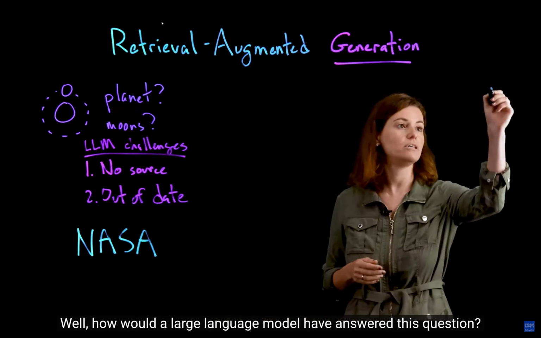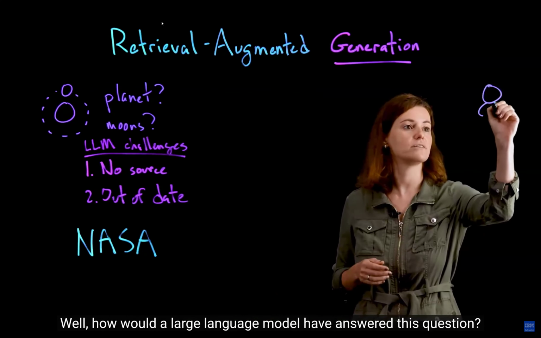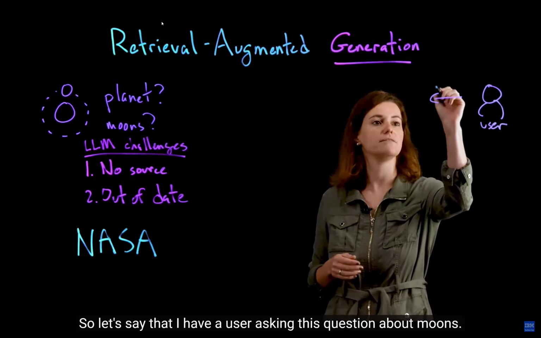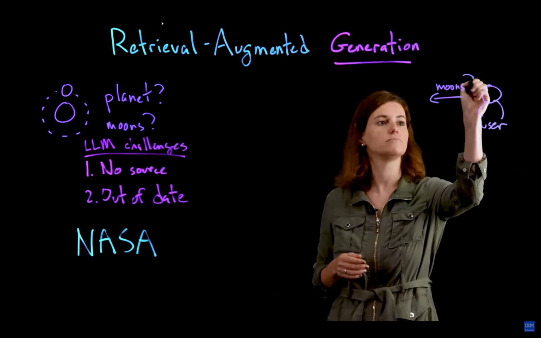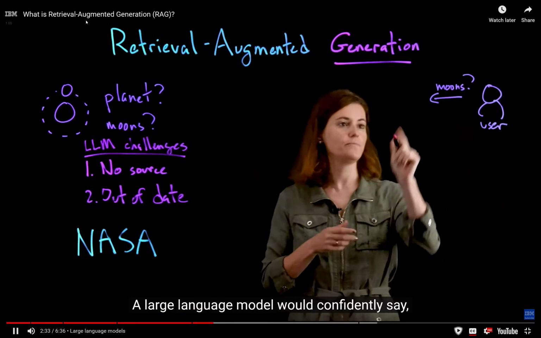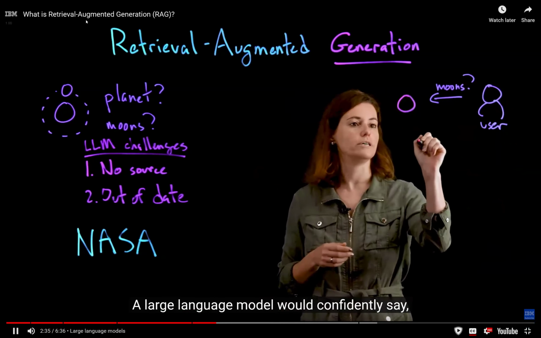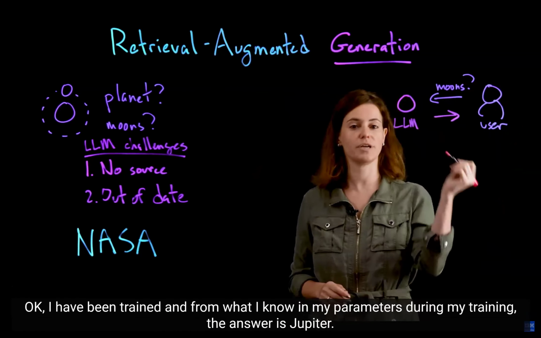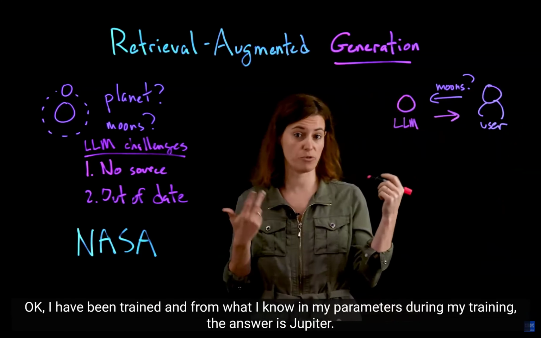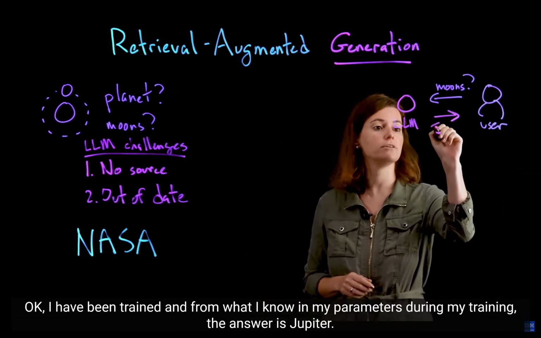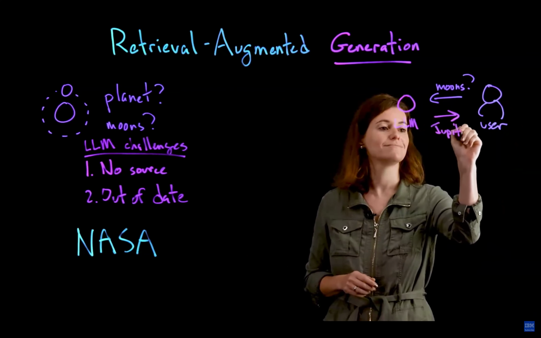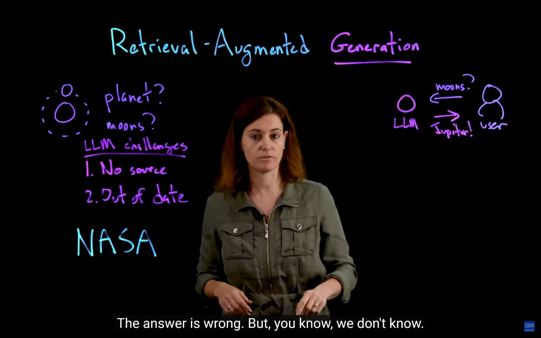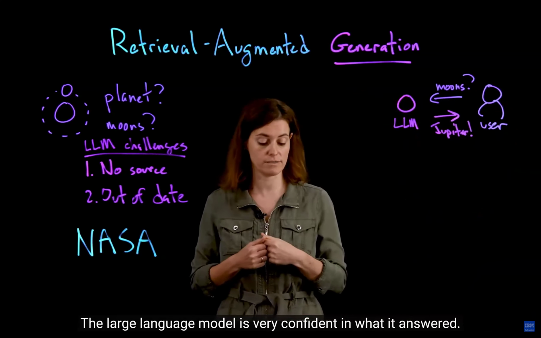All right, so what does this have to do with large language models? Well, how would a large language model have answered this question? Let's say I have a user asking this question about moons. A large language model would confidently say, okay, I have been trained, and from what I know in my parameters during my training, the answer is Jupiter. The answer is wrong, but we don't know. The large language model is very confident in what it answered.